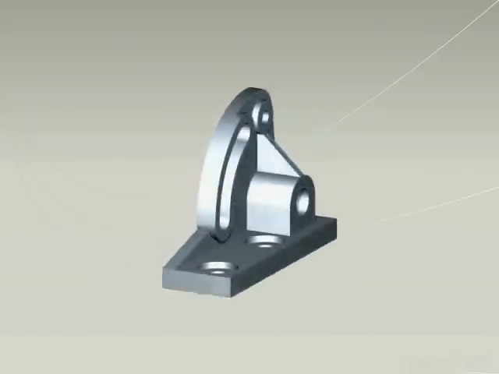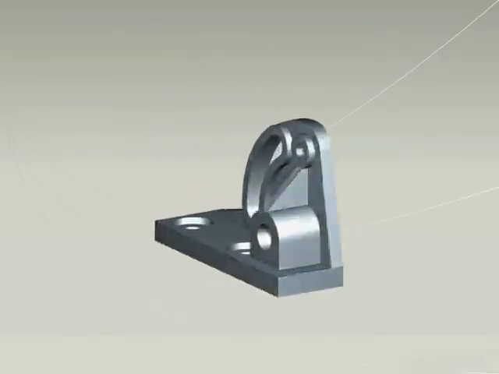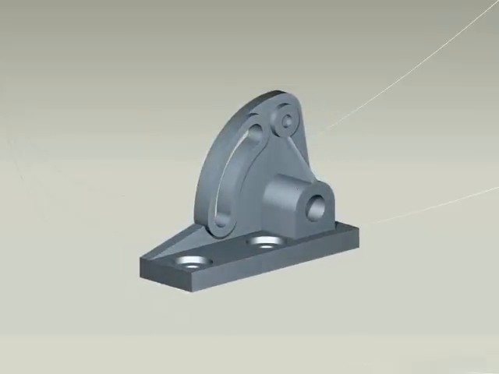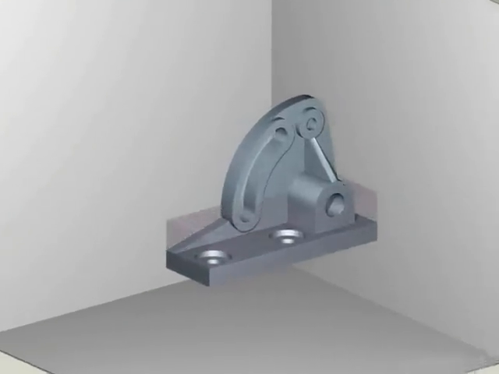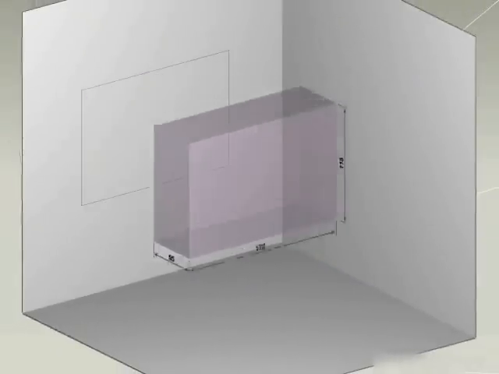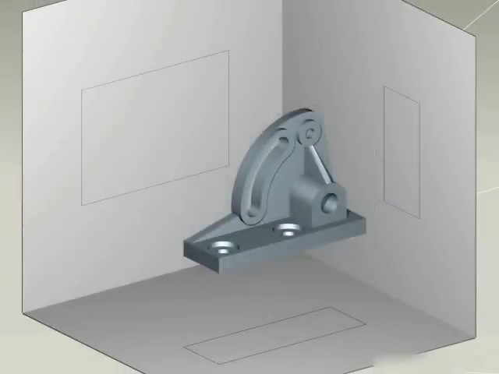Hello, today we will generate the front view, top view and left hand side view of this object as seen in direction X. As the first step, we will draw the bounding box of this object and determine the bounding rectangles of projections in their respective planes.